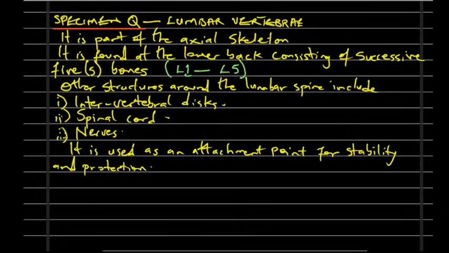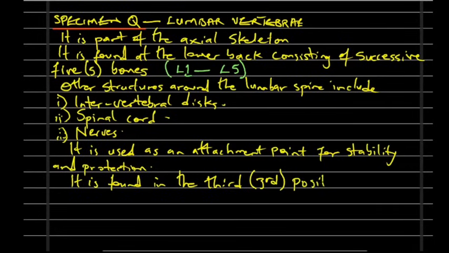Now, if you look at it, it is found in the third region of the vertebral column, because the first region is the cervical, followed by the thoracic, and then we have the lumbar coming in the third position. It is found in the third region of the vertebral column.